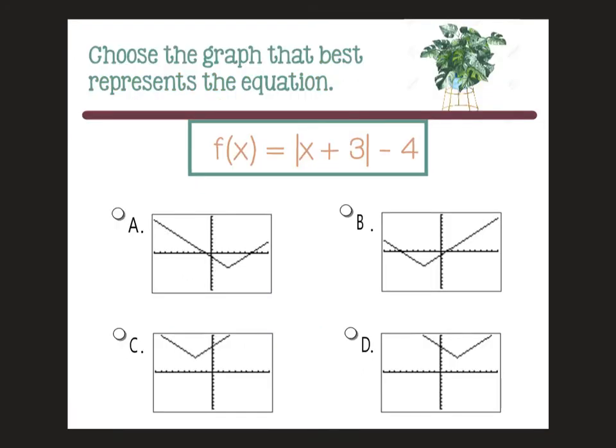So for this one, we're kind of going to do the same thing, and we're going to use that information to figure out which one of the graphs would best represent the equation that's given. So if you go through doing the same thing we were just doing, this thing is going to shift left. It's going to shift left 3 if we want to be more specific. And it's going to shift down 4.